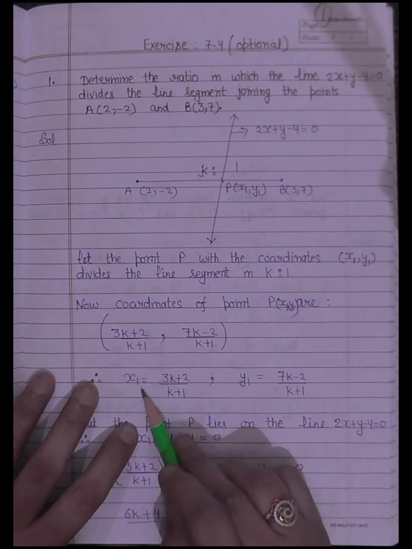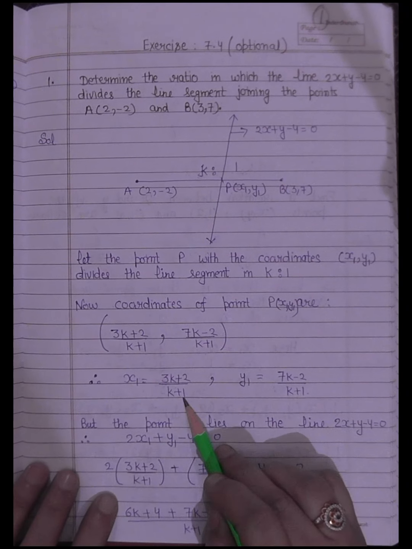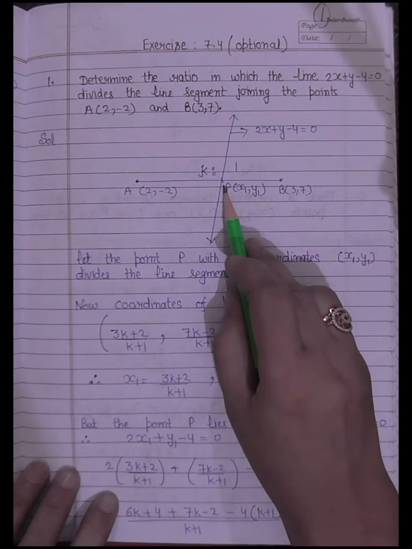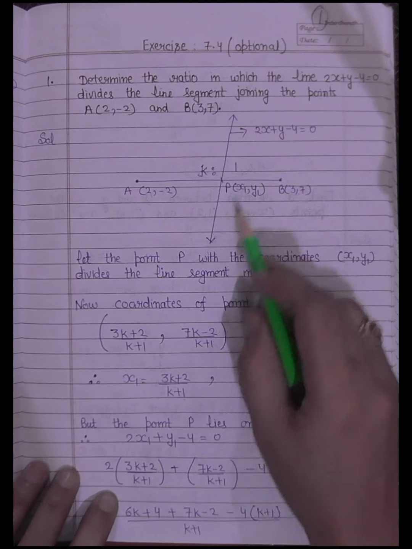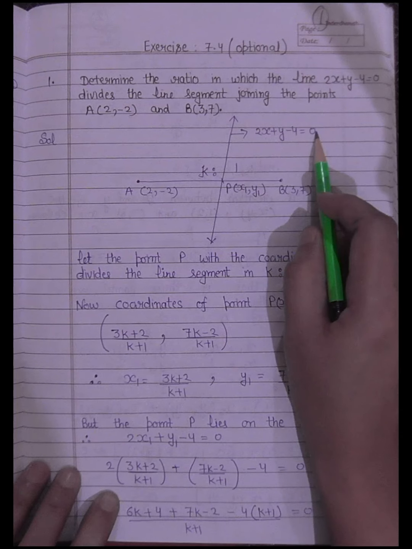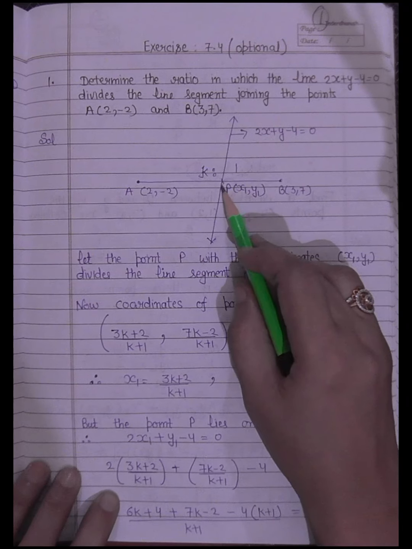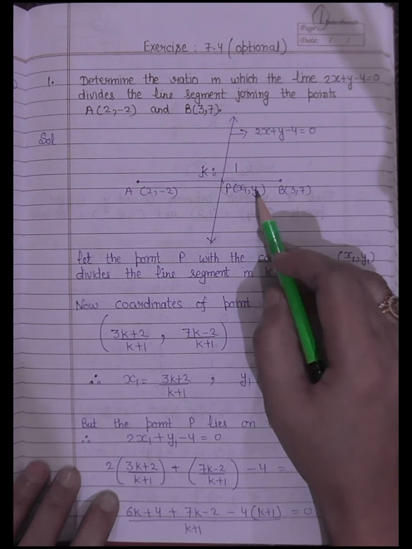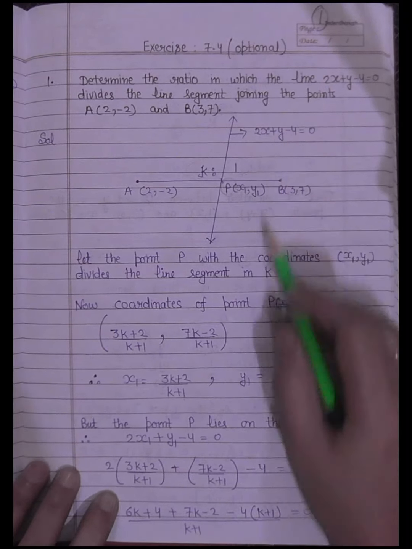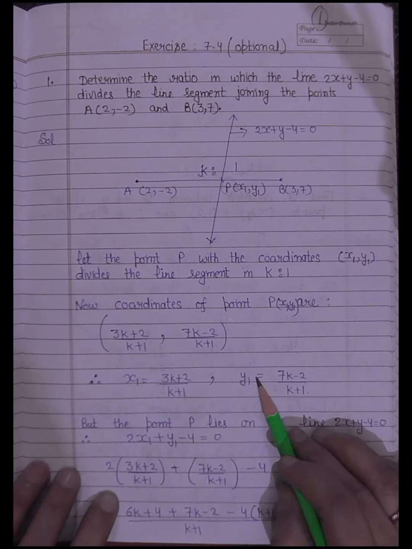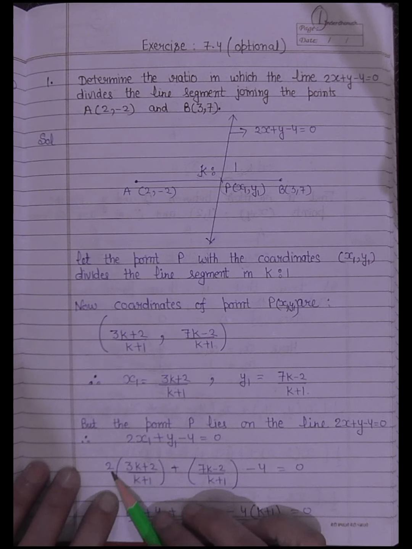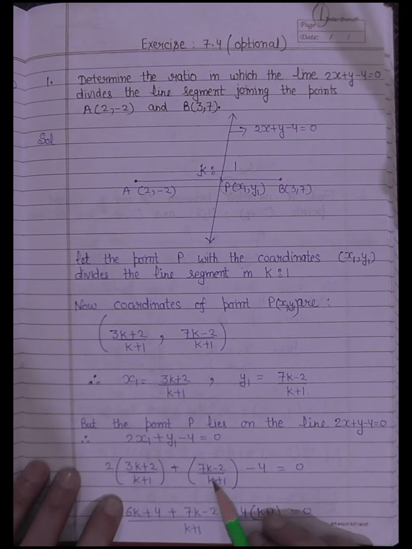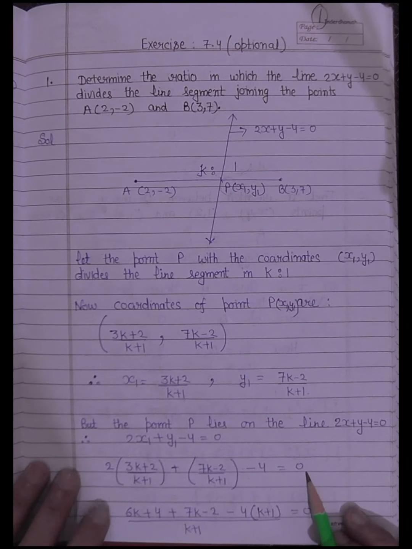So the value of x1 is (3k + 2)/(k + 1) and the value of y1 is (7k - 2)/(k + 1). Now this point P lies on the line 2x + y - 4 = 0. It means this point P satisfies the equation of the line. So we can write x1, y1 in place of x and y. So I have put the values here in the line: 2 into (3k + 2)/(k + 1) plus (7k - 2)/(k + 1) minus 4 is equal to 0.